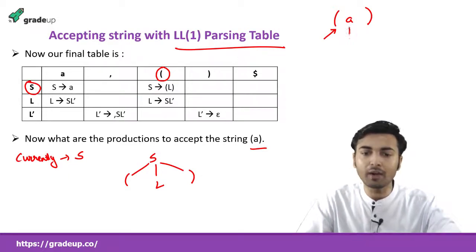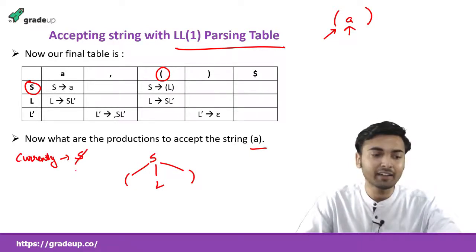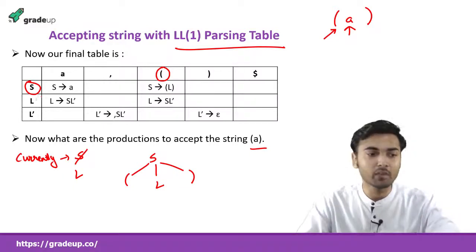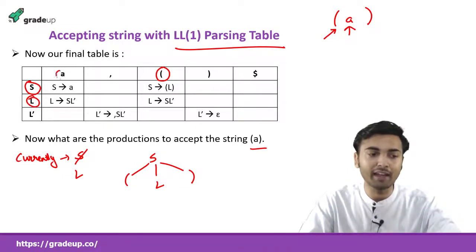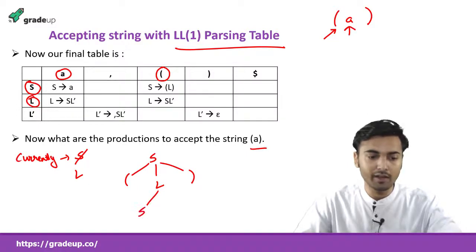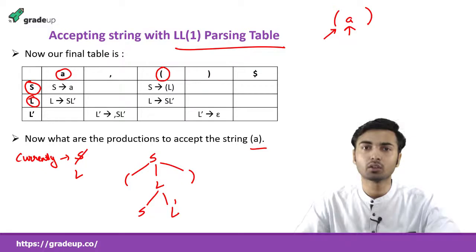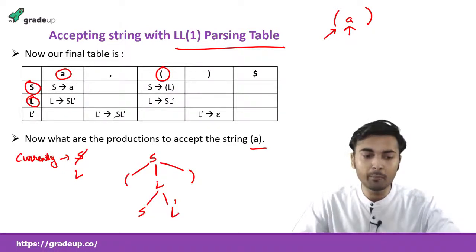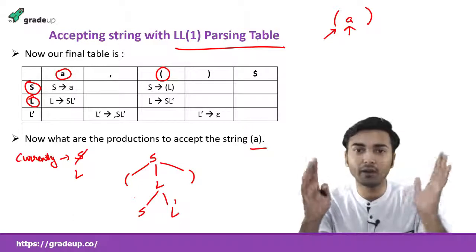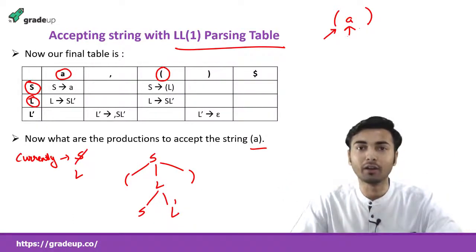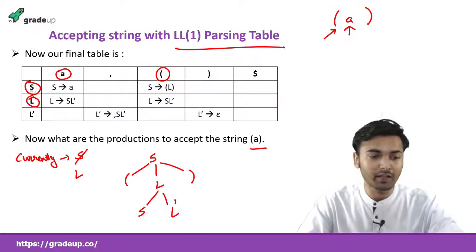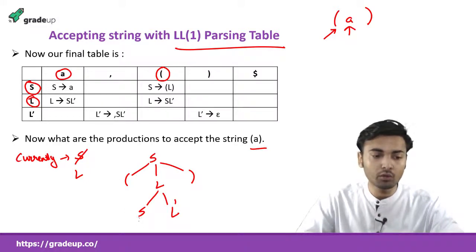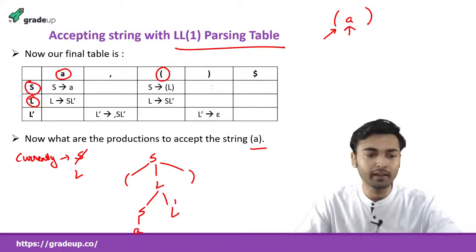Any problem in this? Now you are at symbol A and currently you are at L. Now do the same. If you got A on L, what is the production? L goes to SL dash. Got it? Any doubt up till here? Now, you are still at A. Why? Because you are in this production. Between these two brackets, you are at A only. So, if A comes on S, what will you do? S goes to A. Cleared?